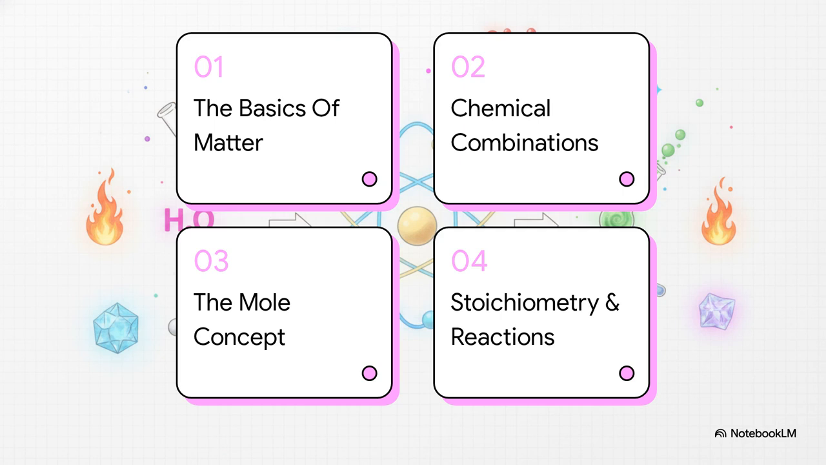Okay, let's dive into this. Our roadmap for the explainer today is pretty straightforward. 1. The basics of matter. 2. Laws of chemical combination. 3. Demystifying the mole concept. And finally, 4. Stoichiometry and chemical reactions.